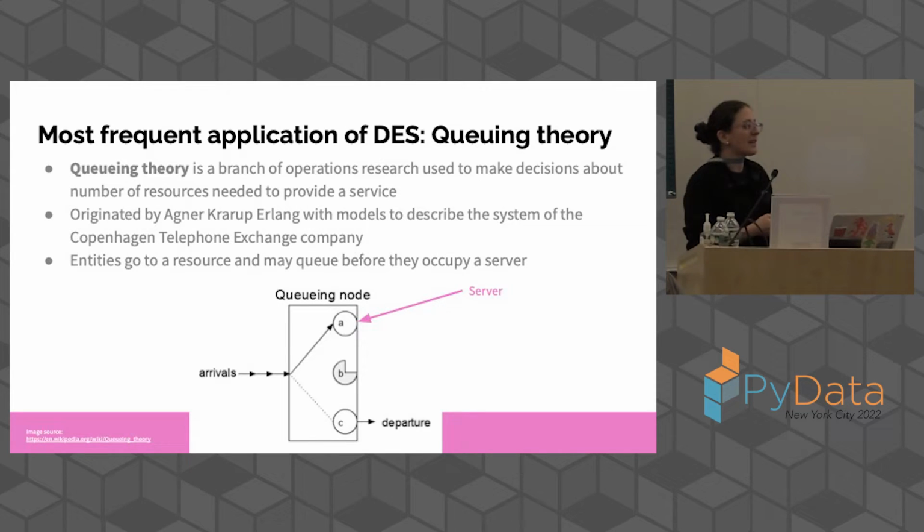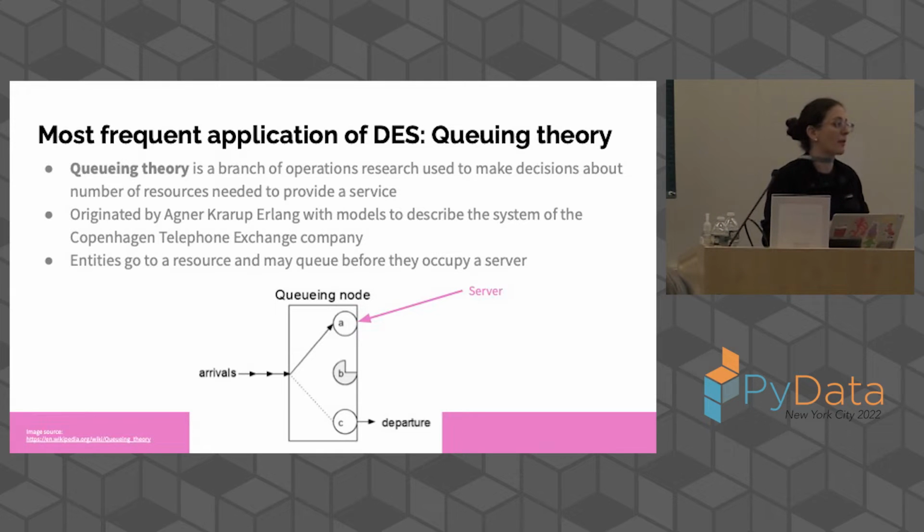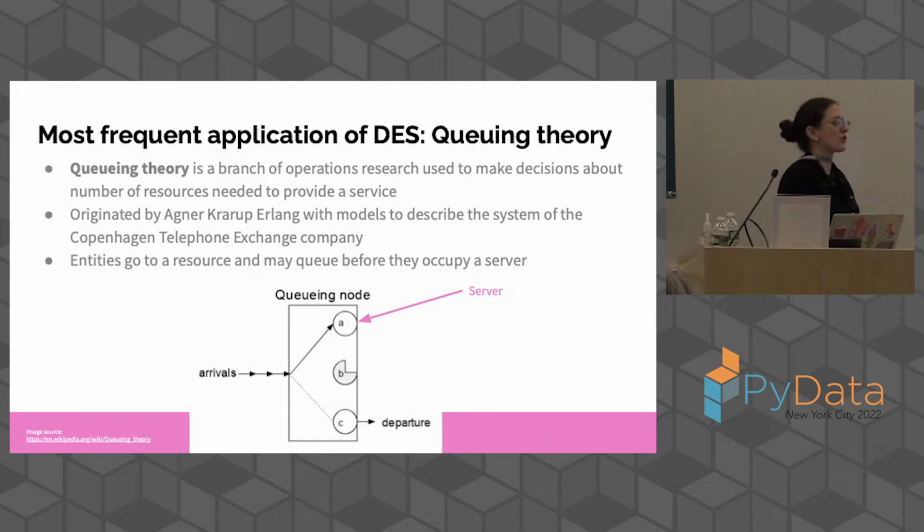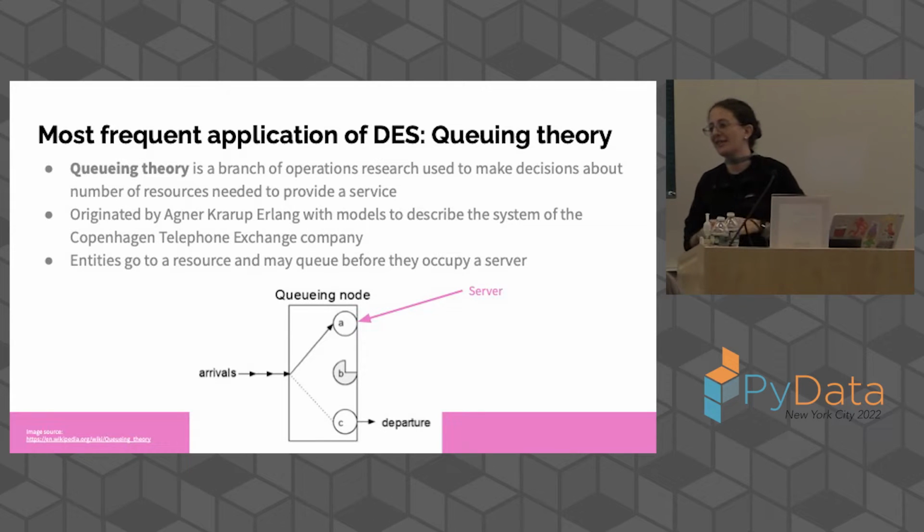Queuing theory was originated by, I'm not going to do a good service of saying his name, Agner Krarup Erlang. He did this in the 1950s. He created models to describe the system of the Copenhagen Telephone Exchange Company. I got that from Wikipedia last night. I always try to add a little bit of historical interest.